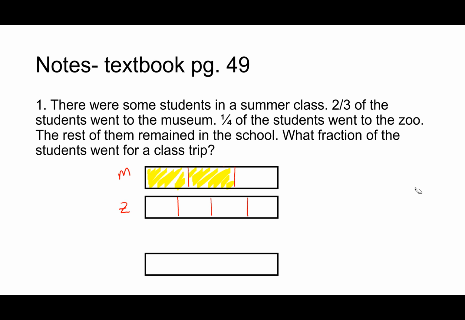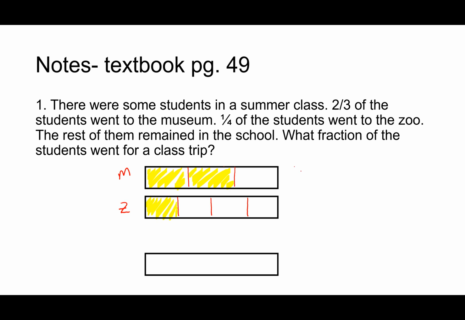All right. So how many of the students went to the zoo? We've got 1 of those 4 units going to the zoo. The rest of them remain in the school. All right. So what I want to know now is not how many, but what fraction of the students went for a class trip. So we're going to try to add these together and make a new bar model that shows how many students left. Can I add 2/3 and 1/4 very easily? No, Rajveer, what do you suggest we do? Let's convert the fractions to 12s. I really like that idea.